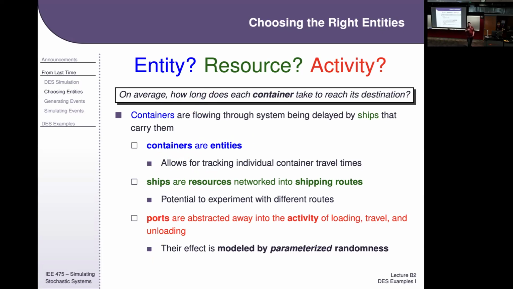So this is like the question about the signs in that example. The ports are abstracted away into the activity. There's a lot of stuff going on at the ports, and we don't have to model all of that. All we need to know is how long does it take on average, or what's the distribution of time? If a container is ready to get loaded, and there's no containers in front of it, how long is it going to take for that container to get on that ship? Is it going to take 30 minutes, 20 minutes, 10 minutes? Is there a distribution of time?